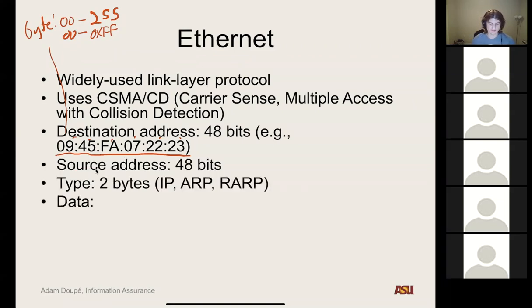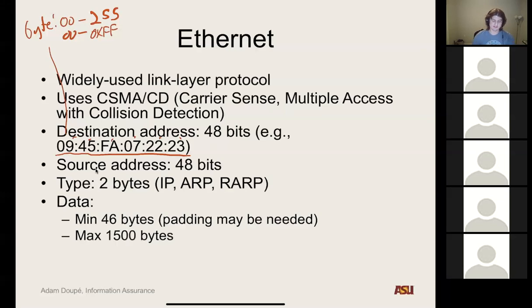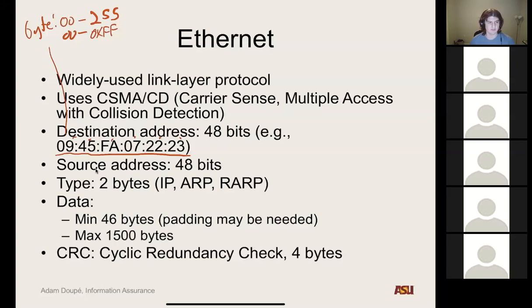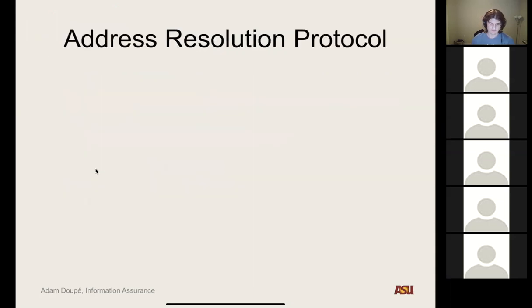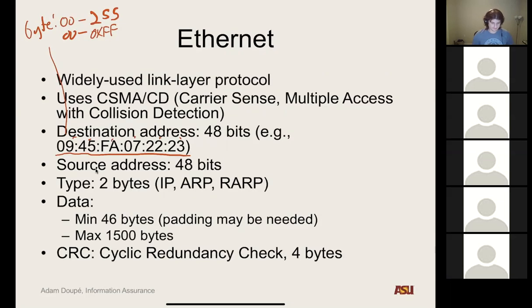The source address, again going over the protocol here, the type of Ethernet frame, and then the data, a minimum of 46 bytes, a maximum of 1500 bytes, along with the final redundancy check. So it's a fairly simple format compared to previous ones. And now we'll dive into what this other type of ARP is.